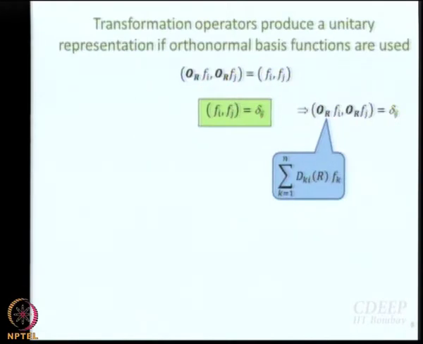I hope you have not forgotten this. What is ORFI? In this slide essentially we are summarizing everything that we have discussed today. Sum over k d_ki R f_k, that is ORFI, and ORFJ is sum over L equal to 1 to n d_Lj R f_L, sorry, f_L, alright. Remember this?